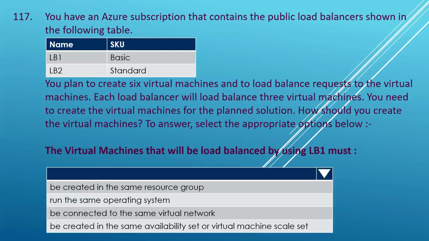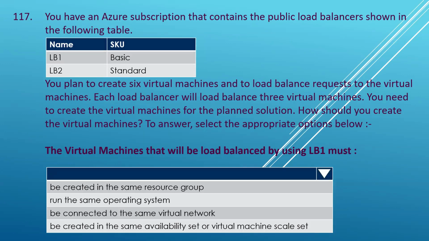Let's look at next question. You have an Azure subscription that contains the public load balancers shown in the following table. Now you have two load balancers named LB1 and LB2. LB1 is of basic SKU type and LB2 is of standard SKU type.